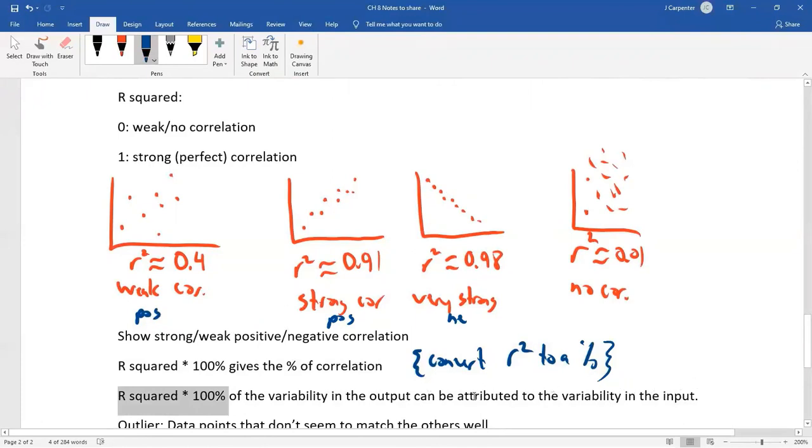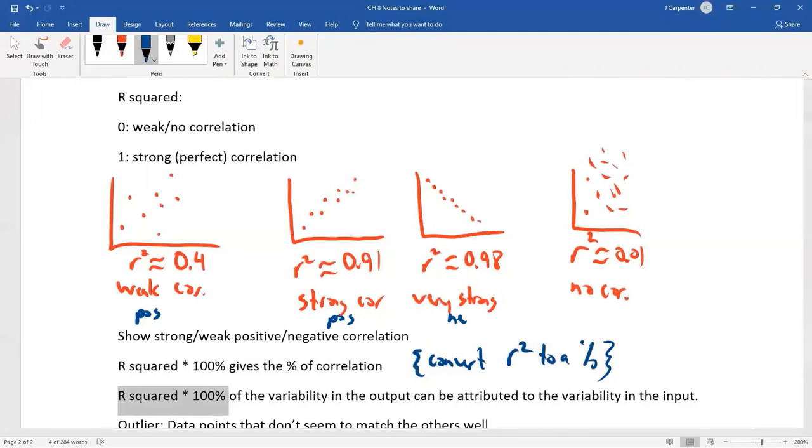I'm not saying it's caused by. I'm just saying there's a link between them. There's a correlation between them. So again, using the third one, 98% of the variability in the output can be attributed to the variability in the input. The changing output is linked to the changing input at a 98% effective rate, basically.